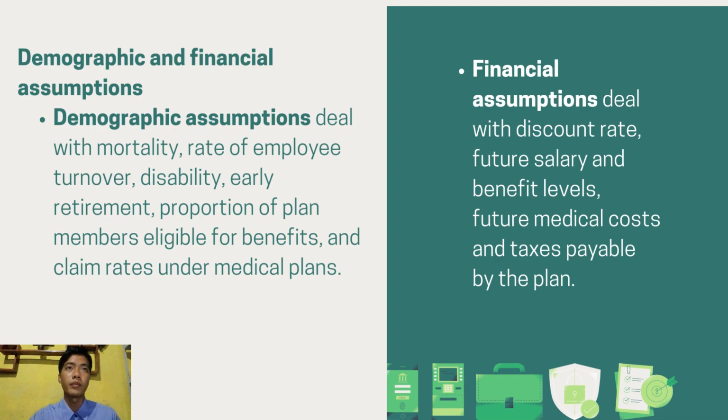The discount rate shall be determined by reference to market yields at the end of reporting period on high-quality bonds. If there are no such bonds, the market yields on government bonds shall be used as discount rate. Yung projected benefit obligation naman shall be measured on a basis that reflects estimated future salary increases.